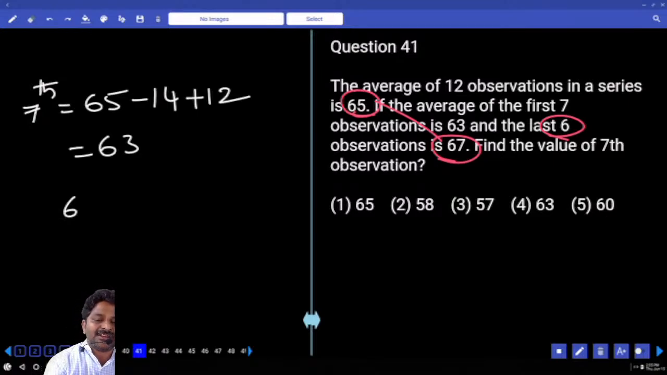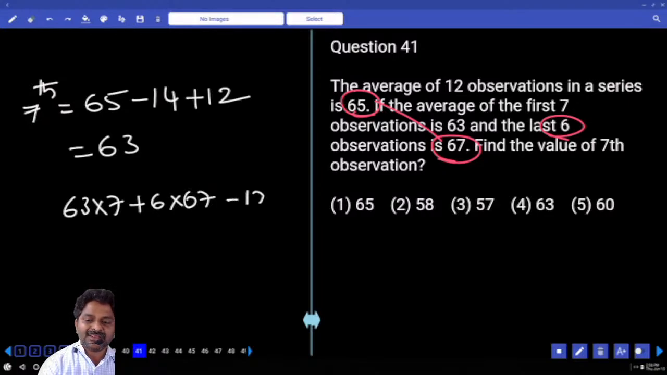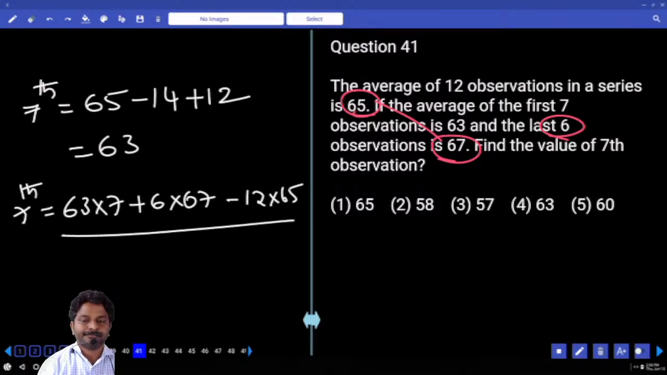Otherwise, you'll have to calculate 63 times 7 plus 67 times 6, the sum of 13 numbers, minus the sum of 12 numbers. This gives you the 7th number. Instead of this, only addition and subtraction.